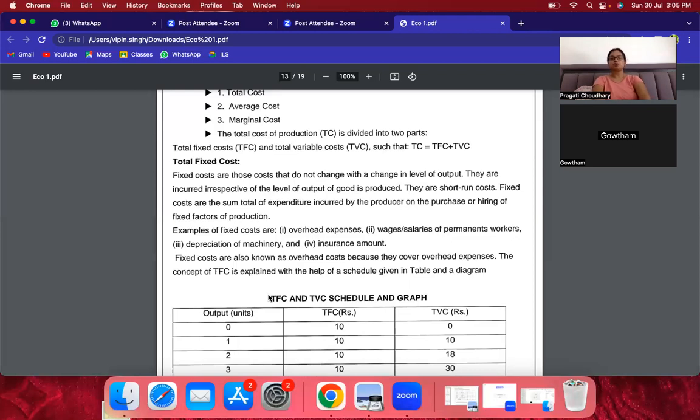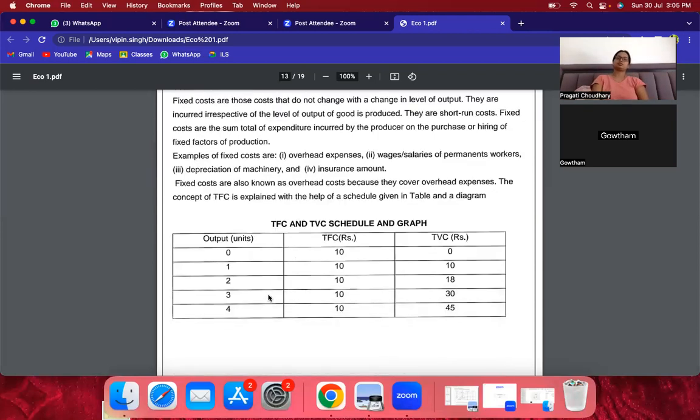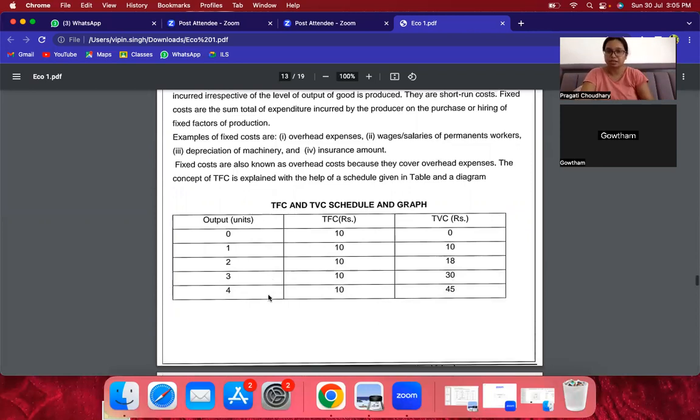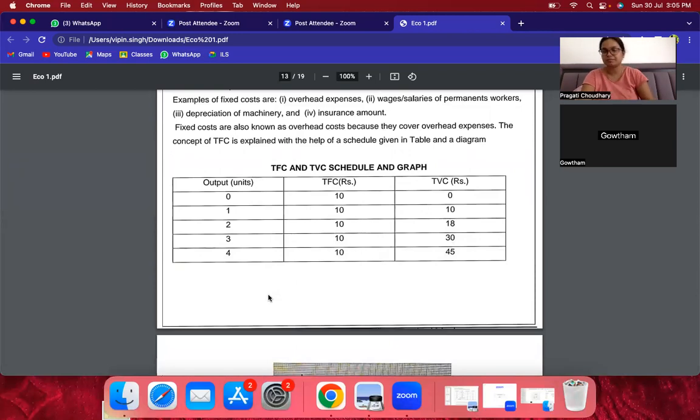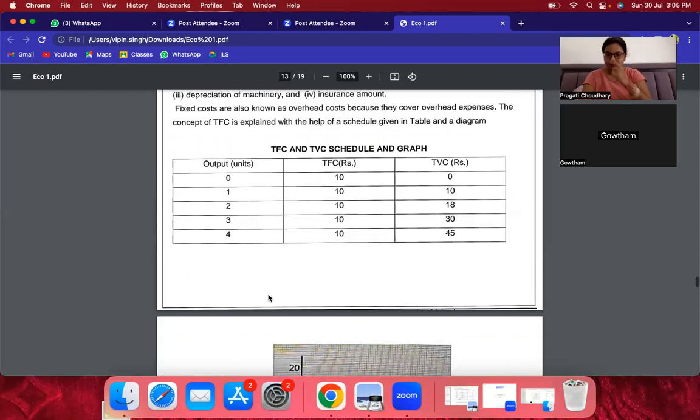The concept of total fixed cost is explained with the help of the schedule given in the table and the diagram. So this is the total fixed cost. Total variable cost will change because of the change in the variables. Fixed cost will always remain constant: 10, 10, 10, 10. Variable cost is increasing.